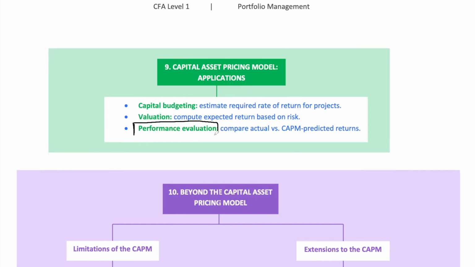And finally, performance evaluation. Basically, how we judge if a fund manager is doing their job. You compare what the portfolio actually earned to what the CAPM says it should have earned for that level of risk. If the manager beats that benchmark, they've added value. That's called alpha. If they fall short, they've underperformed for the risk taken. That's how pension funds, hedge funds, and even private investors measure skill, using the CAPM as the yardstick for fair performance.